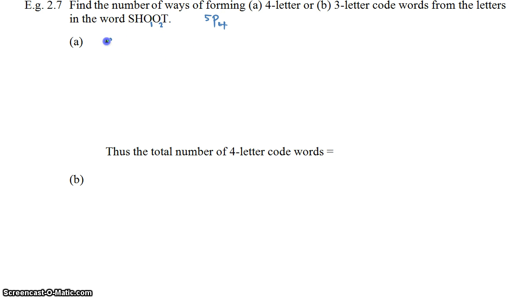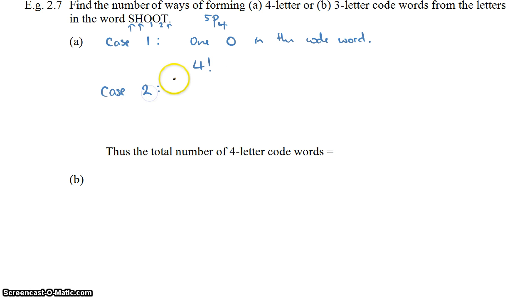Well, I split it into cases. I look at case 1, where I have one O in the code word. So what does that mean? Well, it means I've only got one O, so there's an O used in there somewhere, and that means I must use S, H, and T on top of that. So I now have 4 distinct letters to make a word from. That gives me 4 factorial ways of making a code word with one O.